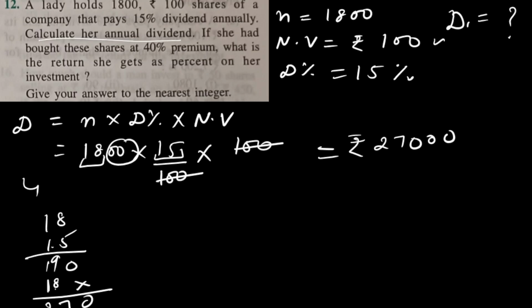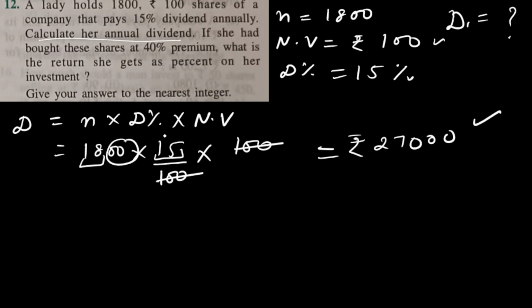I am just checking my calculations. So 18 into 15 is equal to 270, right? So it's correct. Side by side, I'll check my calculations with the calculator also, but here you can see I'm doing all the calculations manually also. So first part is done. Direct formula. I'm just going to clear this. I hope you have made a note of this.